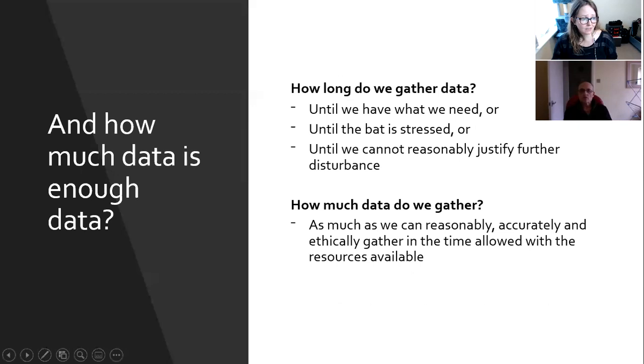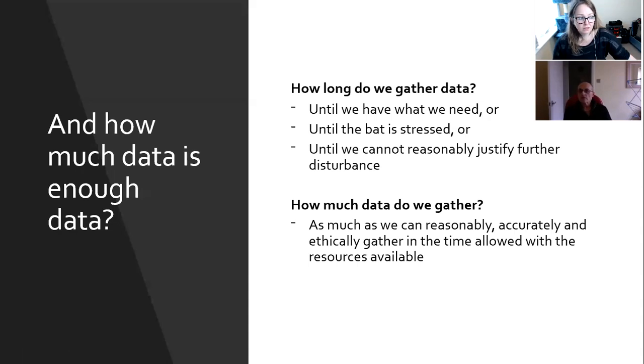We are nearly at the end. So how long do we gather data? We gather it until we have what we need, or until the bat is stressed, or until we cannot reasonably justify further disturbance. So that is something that we have to keep in our mind the whole time for whatever type of survey that you're doing. Even if, hopefully next year we'll be allowed to do internal inspections again and hibernation surveys and stuff, that applies for that. Anytime you're doing anything which is a licensable activity, which has a potential to cause disturbance, and that includes doing things like using torches.